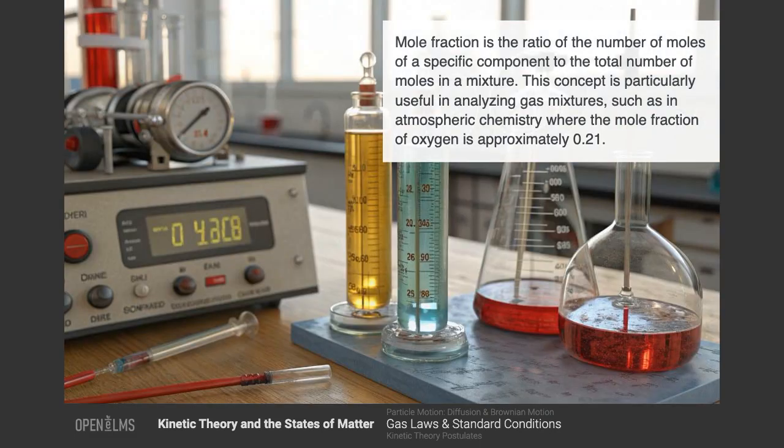Mole fraction is the ratio of the number of moles of a specific component to the total number of moles in a mixture. This concept is particularly useful in analyzing gas mixtures, such as in atmospheric chemistry, where the mole fraction of oxygen is approximately 0.21.